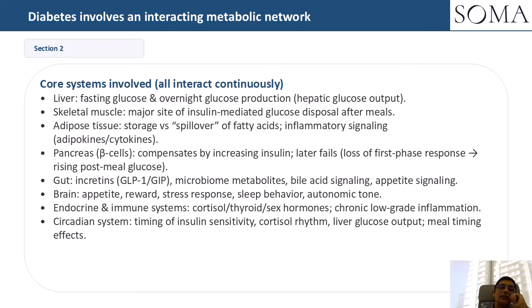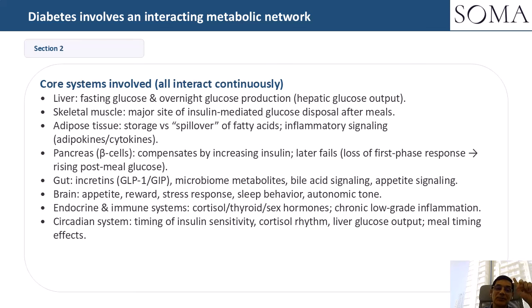Now seventh is our endocrine system. Diabetes is profoundly shaped by hormonal context. Cortisol increases glucose output and insulin resistance. Thyroid affects metabolic rate and lipid handling. Sex hormones influence fat distribution and muscle mass. Growth hormone affects insulin sensitivity. Menopause shifts body composition towards visceral fat, and PCOS is an insulin resistance syndrome. So the hormones can amplify or reduce the metabolic burden dramatically.